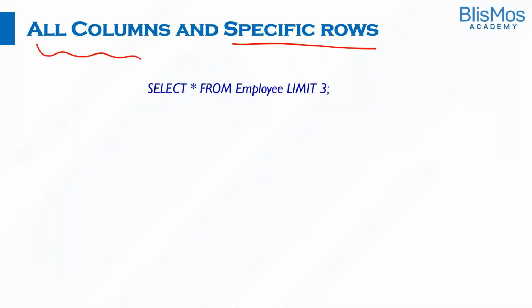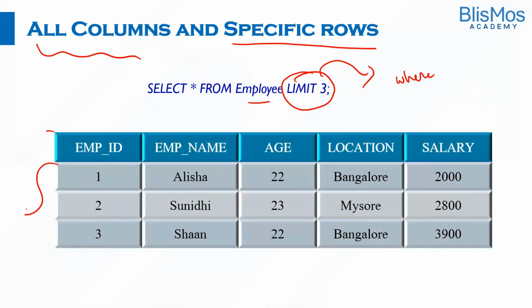Then if you want to select all the columns and specific rows, how do you do it? Very simple. Here you can say select star from employee and limit the number of rows to 3. You can also use various other conditions by using a where clause, but we are showing one of these cases. When you say select star from employee limit to 3, it fetches only 3 records out of 5 records from a table.